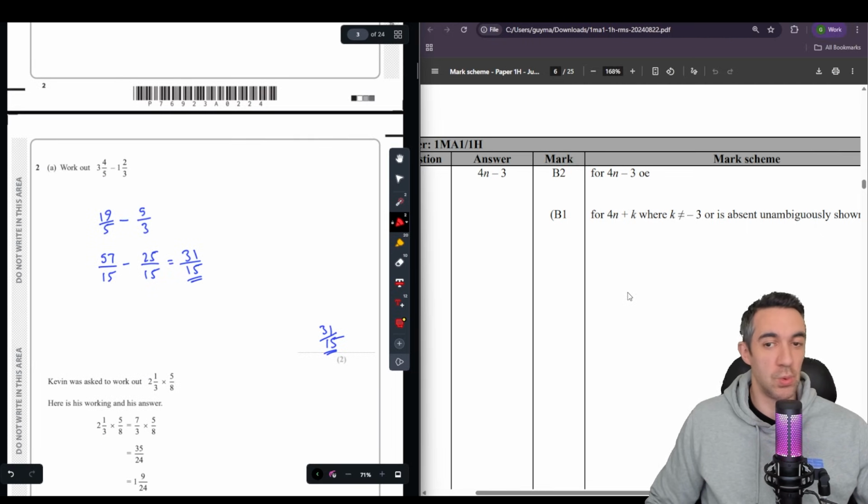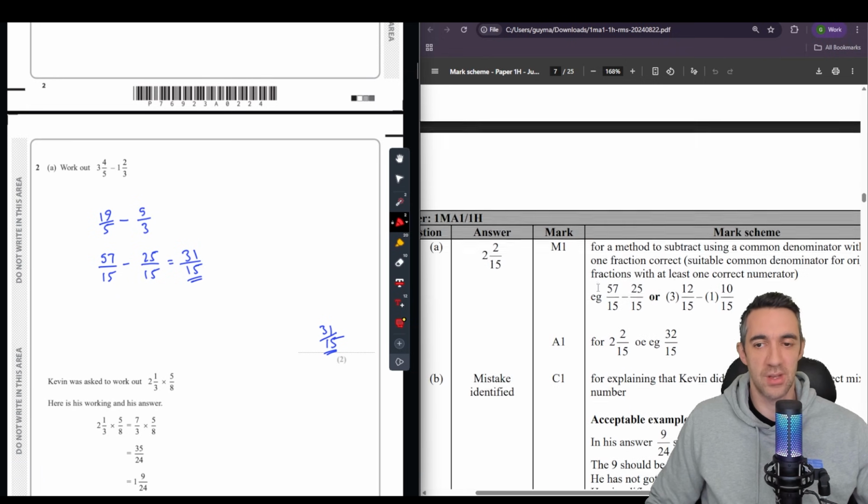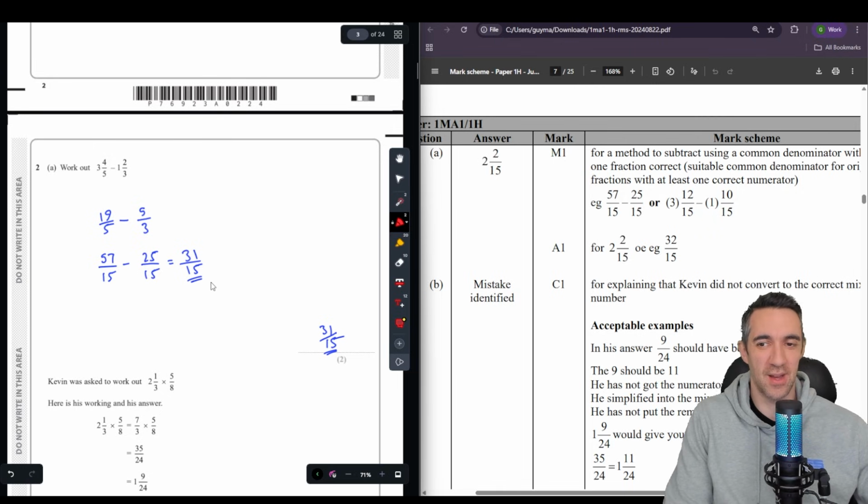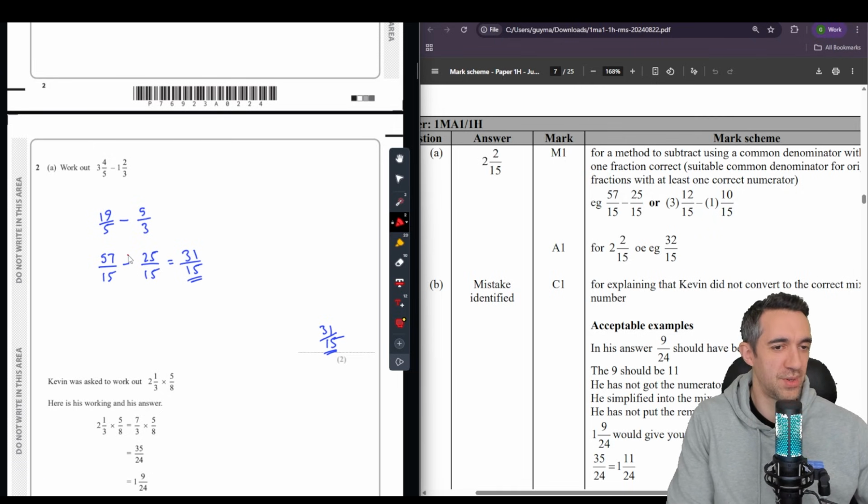Okay. Question 2. So question 2 was our fraction mixed number 1. So let's have a look. So our method mark, for a method to subtract using a common denominator with 1 fraction correct. So 57 over 15 minus 25 over 15. We wrote that. Yes, there we go. Fantastic. So I knew we'd have to get a common denominator.